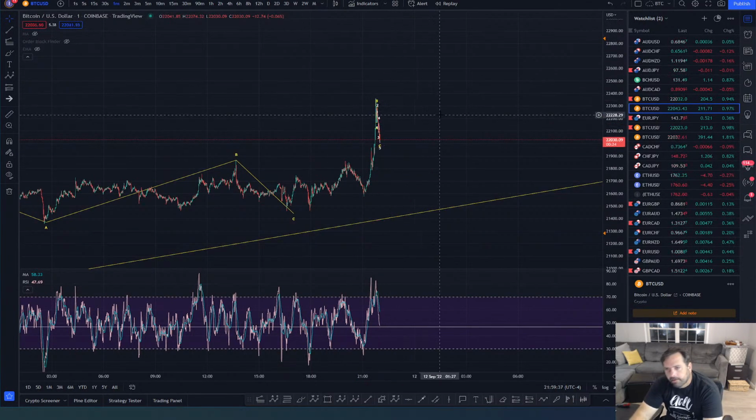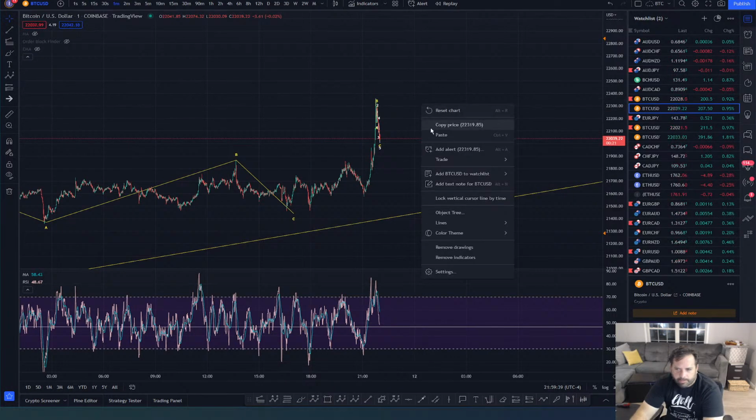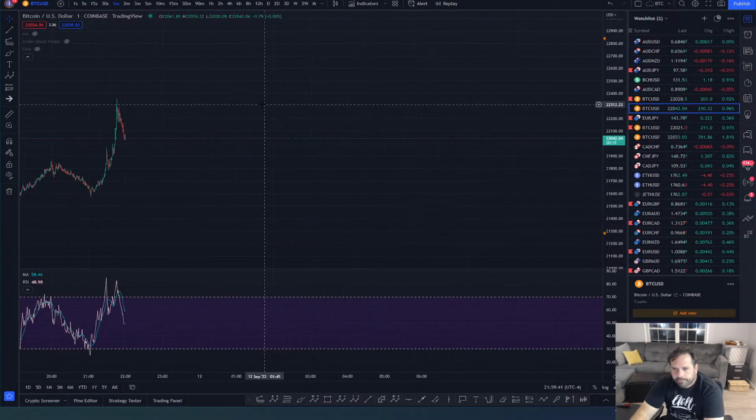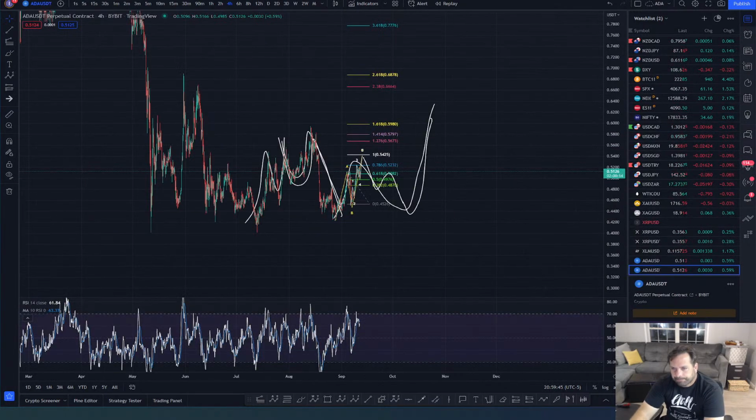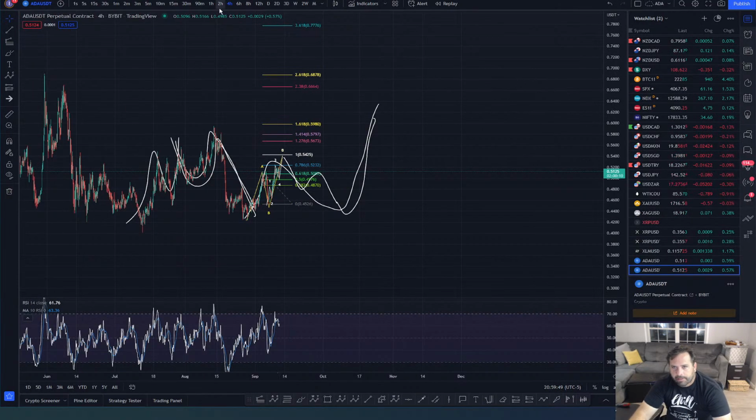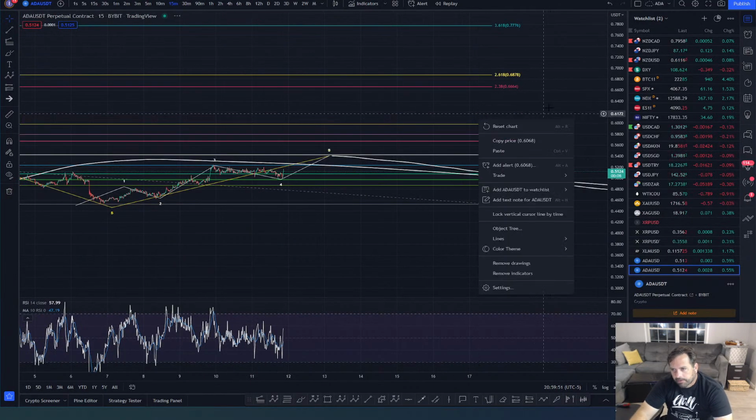And if not, then I'm wrong. But that's the way it looks right now. Okay, so there's ADA for you. Let me zoom in on ADA for you for a second.